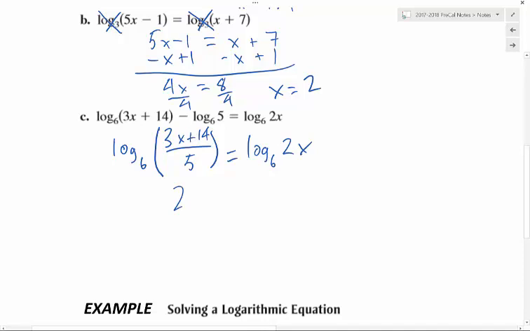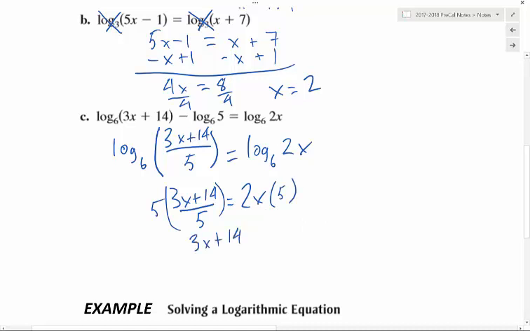So now I get 3x plus 14 over 5, why did I write 15? Equals 2x. Multiply both sides by 5, and I get 3x plus 14 equals 10x. Subtract 3x, 14 equals 7x, divide by 7, and x equals 2.